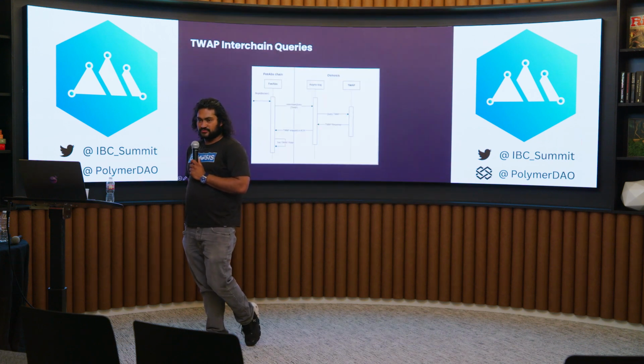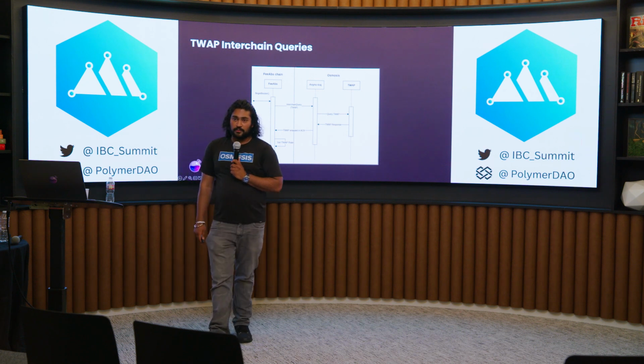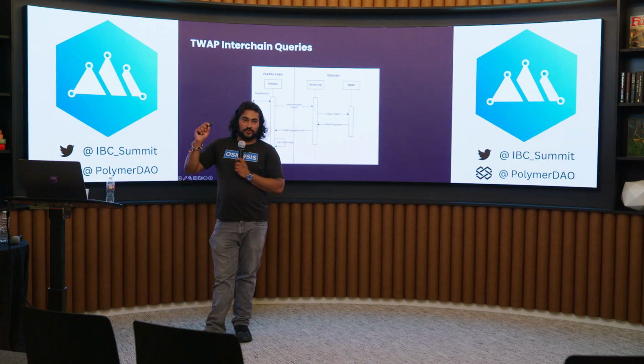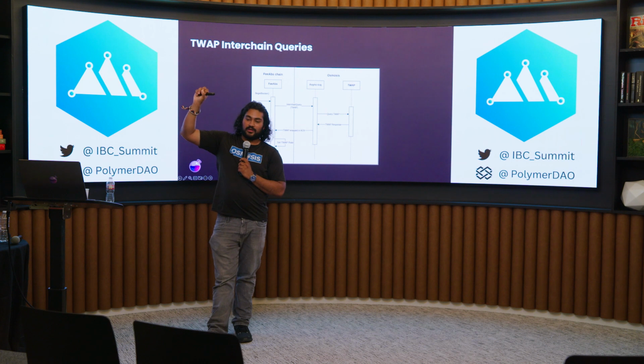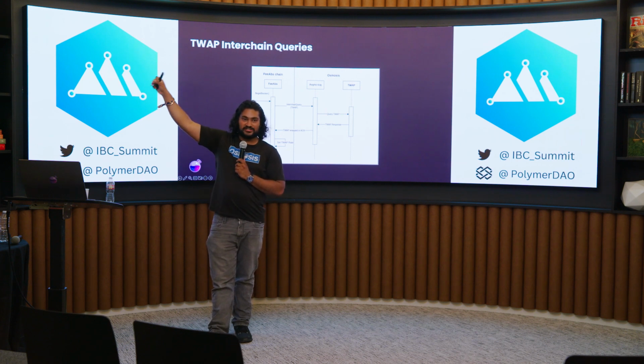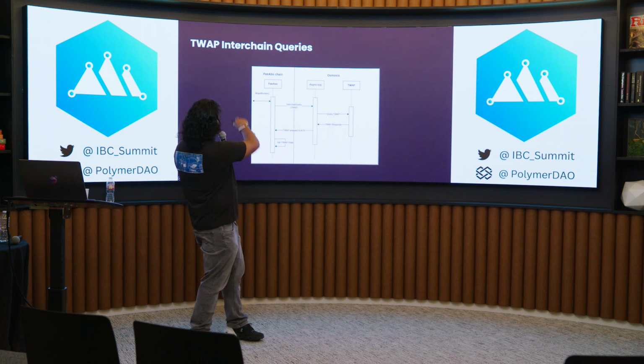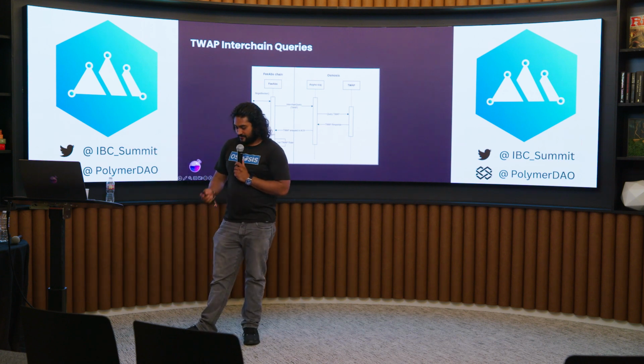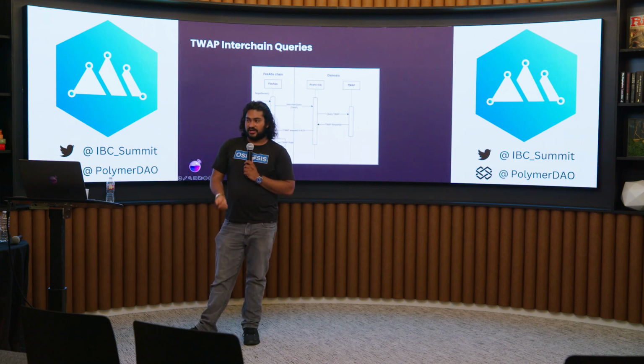At Osmosis, we're making use of these interchain queries. We just built this TWAP-based interchain query where you can query Osmosis's TWAP data onto other chains and use it as oracle pricing. We have this fee abstraction thing that I'll get into in a little bit. And then we're also making use of interchain accounts.